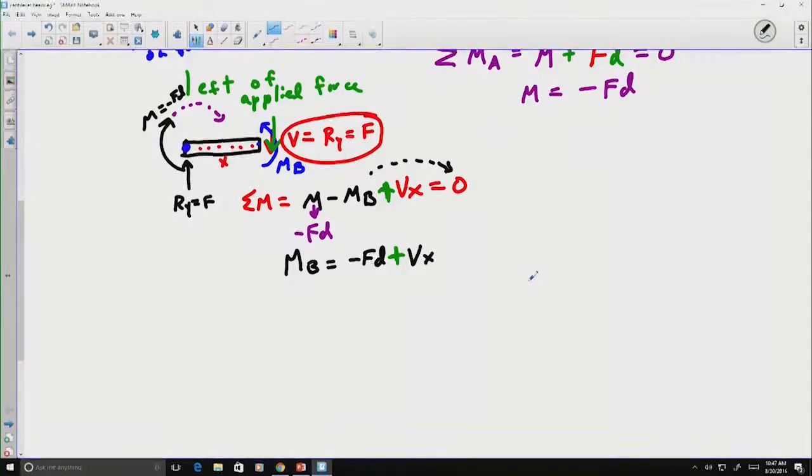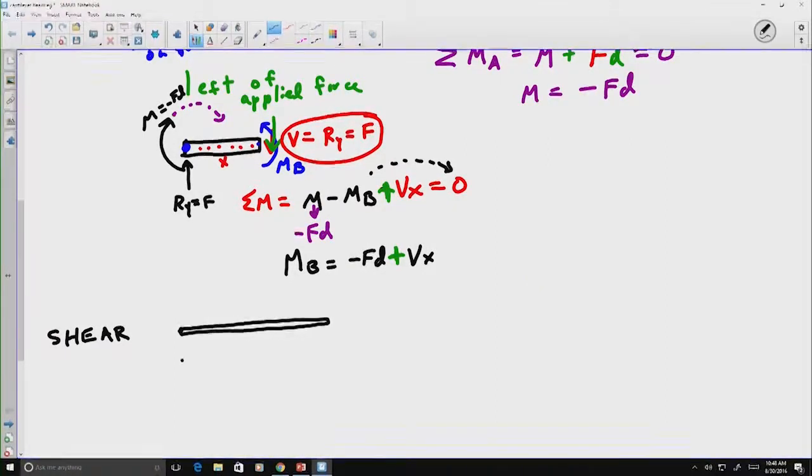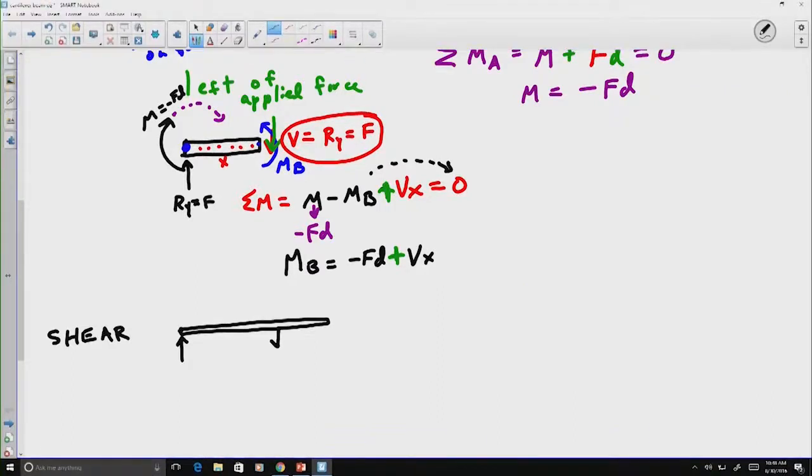So now that we've calculated the reaction forces, let's go ahead and consider what our shear and our moment diagram look like along the length of the beam, or at least along this left-hand side of the beam. Let's begin with the shear diagram. I'll draw the length of the beam. And if I remember, we know that there was a reaction force applied here at the far left side, and there was an equal applied force out at distance D.